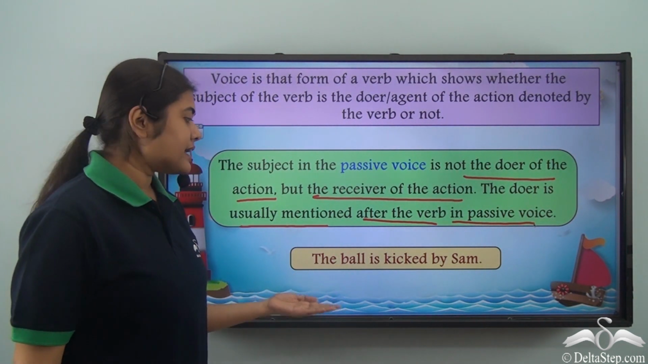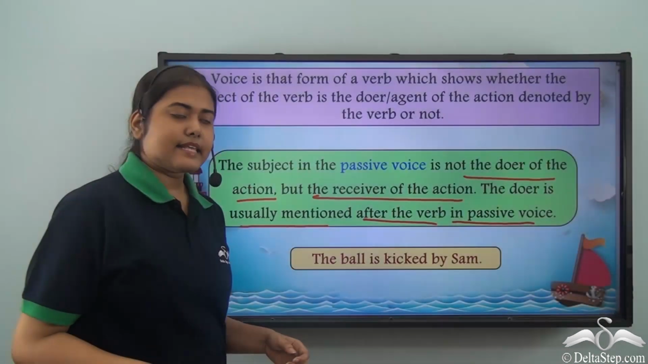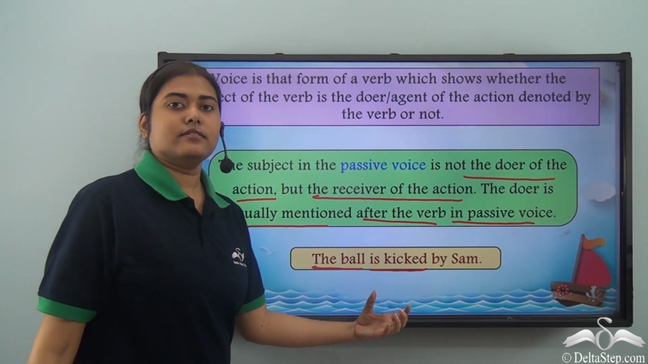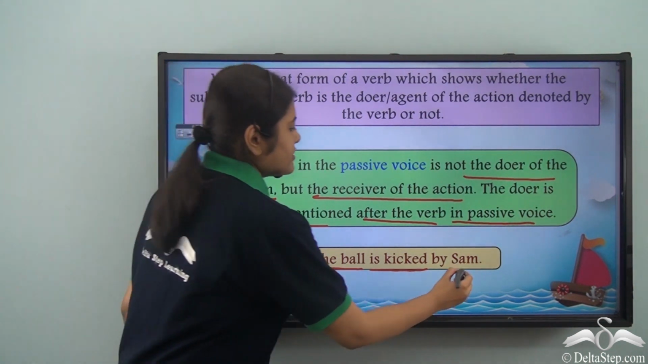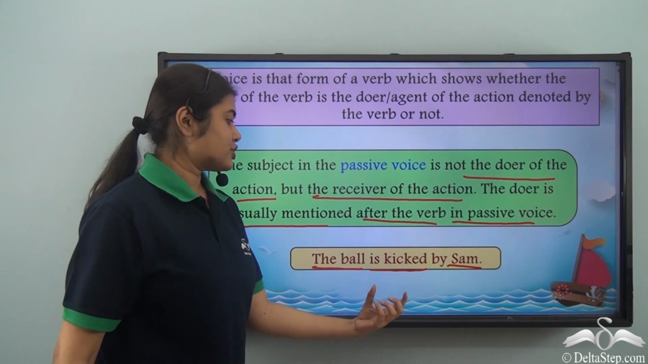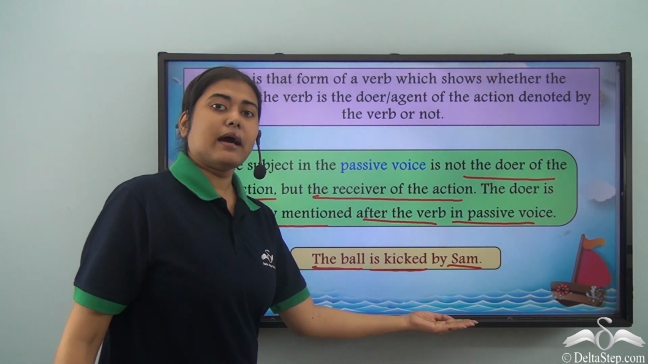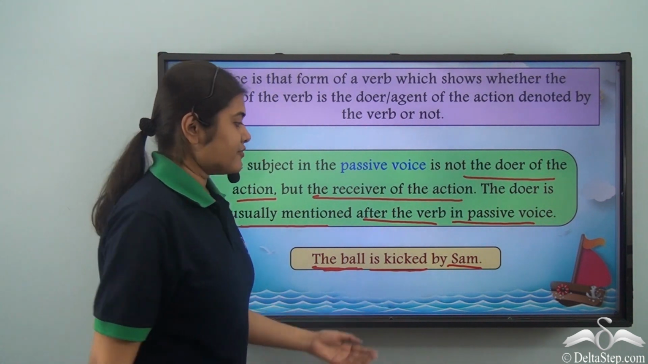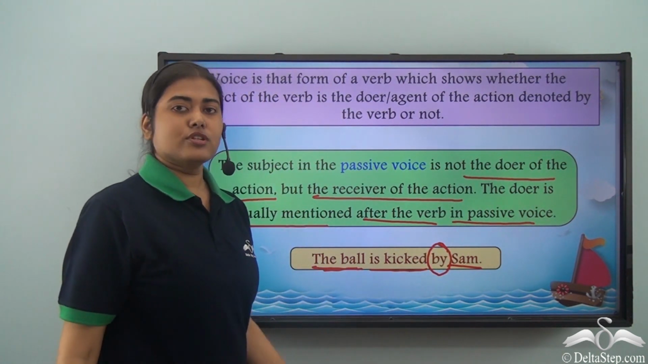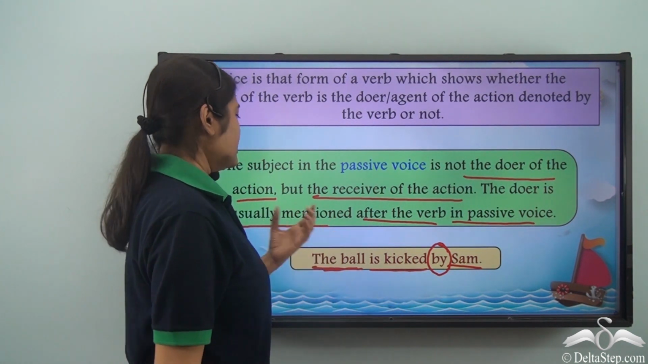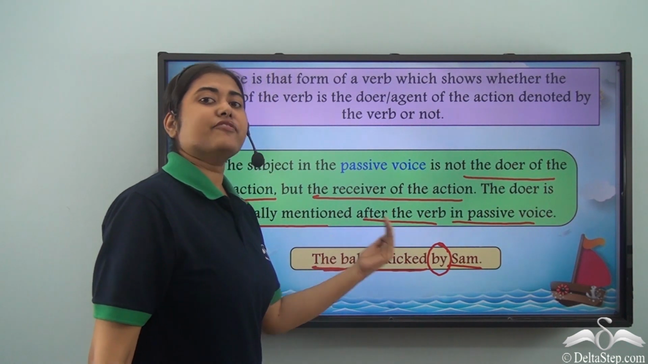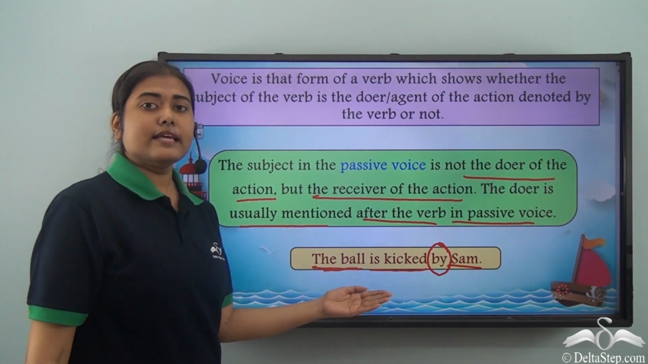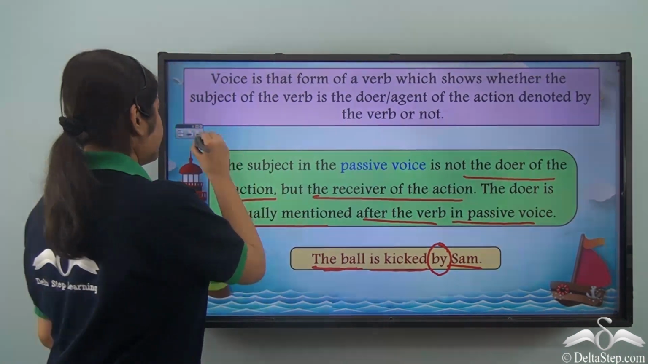If you take an example like "The ball is kicked by Sam." In this sentence, "is kicked" is the verb, the subject is the ball. What is kicked? The ball. So the ball is the subject and Sam is the doer of the action kicked. The kicking is actually done by Sam. So Sam is the doer, but the subject is the receiver in this case. And we have seen that before the doer, we have used the preposition "by." The doer is usually mentioned after the verb. Here Sam is mentioned after the verb "is kicked." So this sentence, "The ball is kicked by Sam," is in the passive voice.